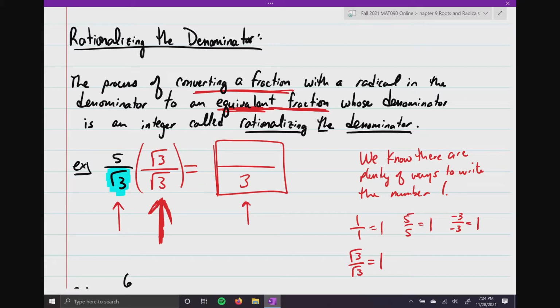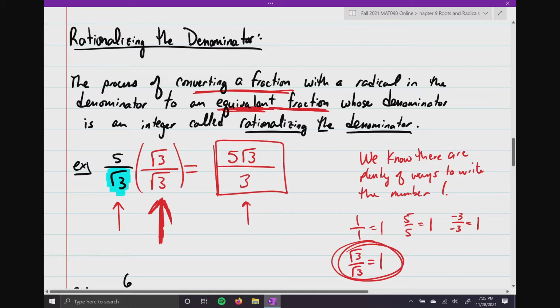So if I take square root of 3 over the square root of 3, I know that equals 1. But if I multiply from left to right, because that's how we multiply fractions, in the numerator, I'm going to get 5 square root of 3. But then in my denominator, I get an equivalent fraction whose denominator is an integer. So I get the same exact thing. Okay? So the key to this is called rationalizing the denominator. So look at the denominator, and whatever that denominator is, that is what you're going to multiply by.